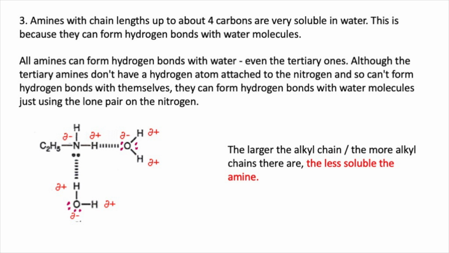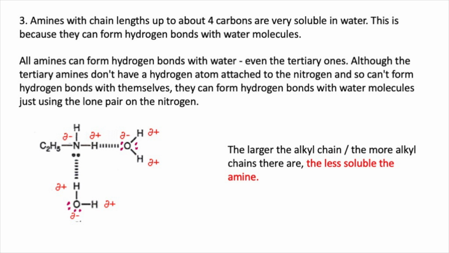So this diagram shows ethylamine forming hydrogen bonds to water, and you can see that the delta negative nitrogen with the lone pair is forming a hydrogen bond to the delta plus hydrogen on a water molecule. And the delta plus hydrogen on the amine can form a hydrogen bond to the delta minus oxygen on a water molecule.